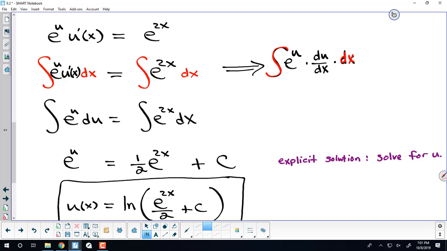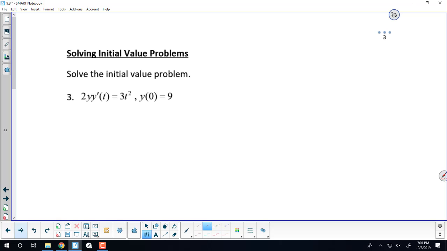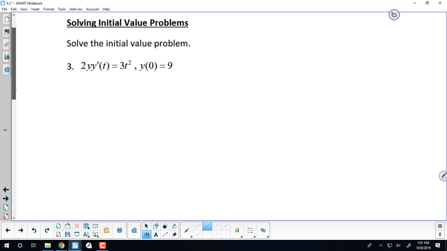Okay. So then, with that, we can look at also initial value problems that are separable.